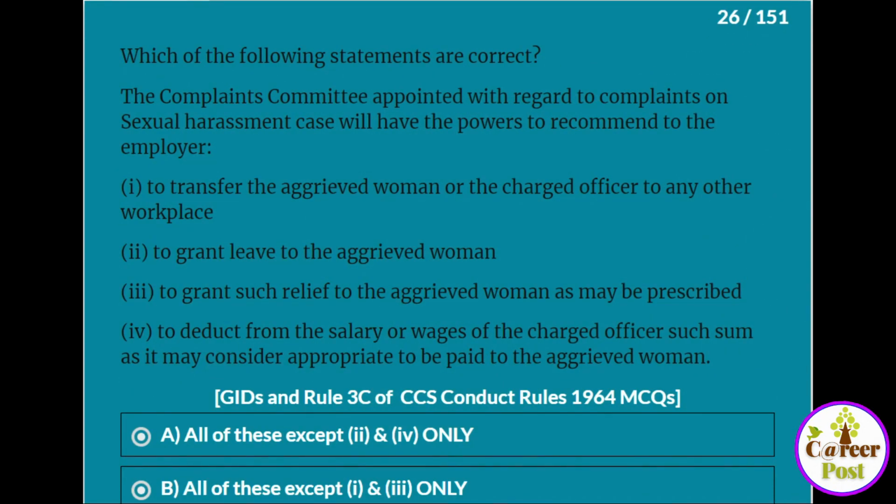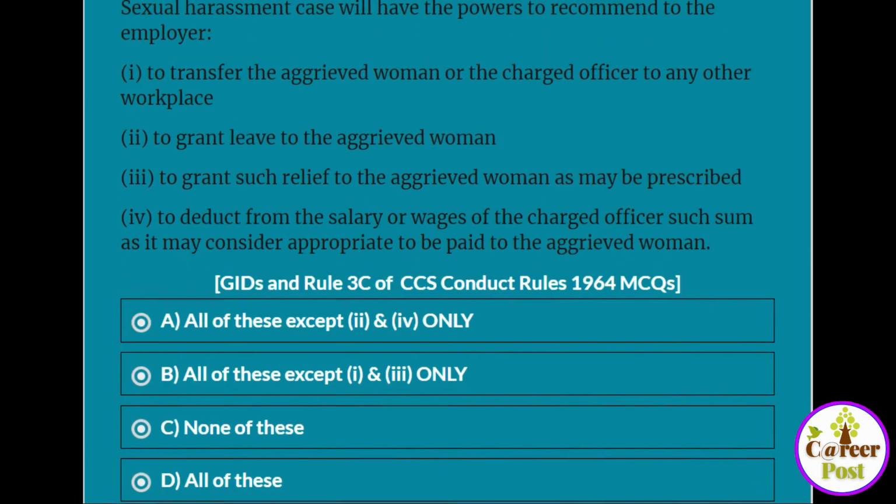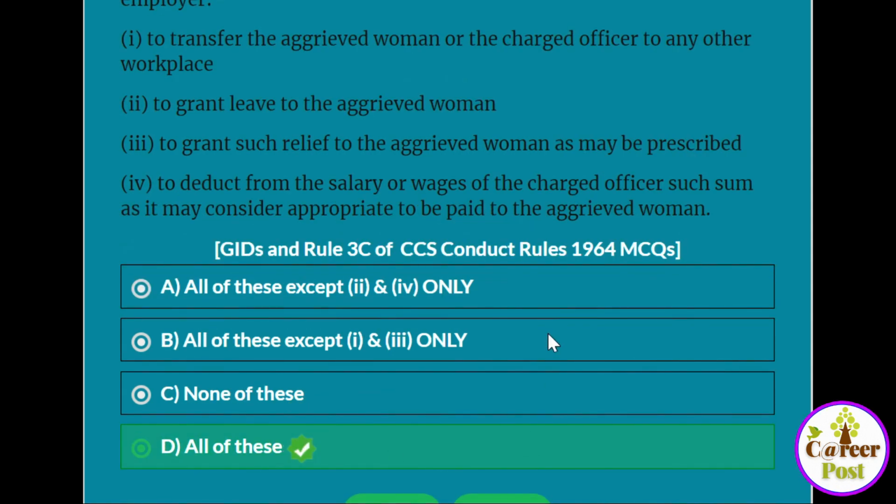Which of the following statements are correct? The complaints committee appointed with regard to complaints on sexual harassment cases will have the powers to recommend to the employer to transfer the aggrieved woman or charged officer to any workplace, to grant leave to the aggrieved woman, to grant such relief to the aggrieved woman as may be prescribed, to deduct from the salary or wages of the charged officer such a sum as it may consider appropriate to be paid to the aggrieved woman. Here the question asked is, which of the following statements are correct? And the answers given are: all of these are correct except 2 and 4, correct except 1 and 2, none of these is correct, and all of these are correct. So here the answer is all of these are correct.